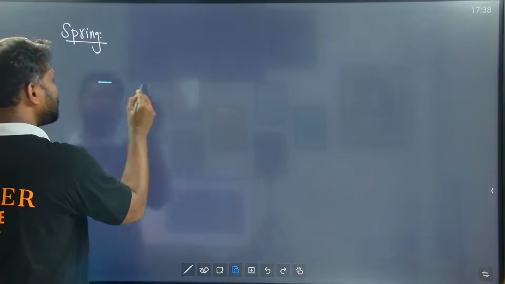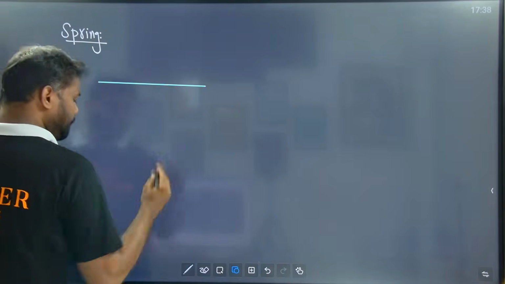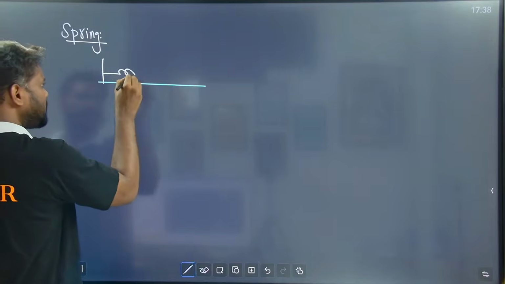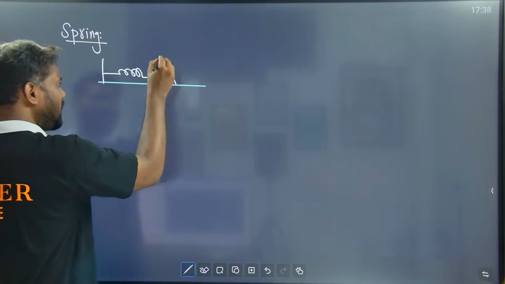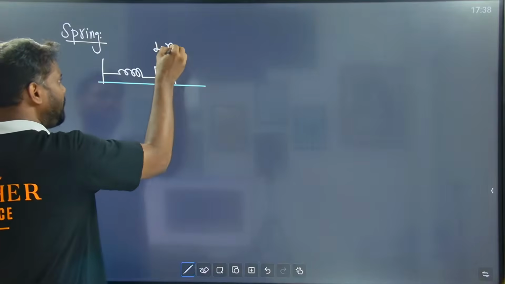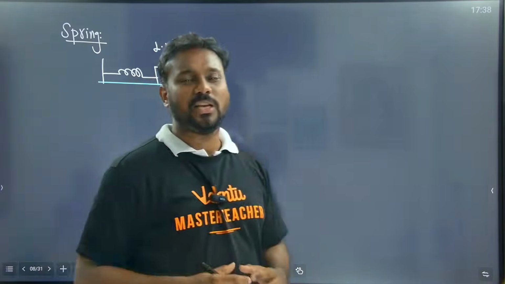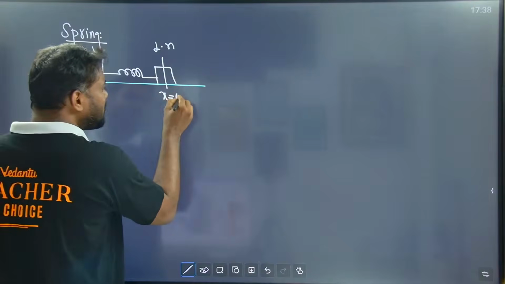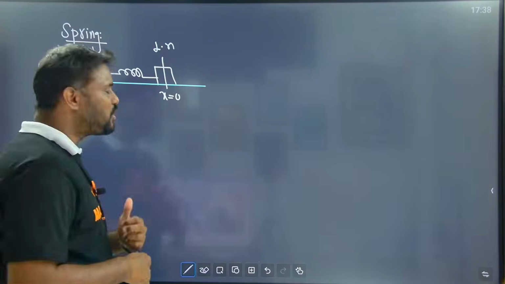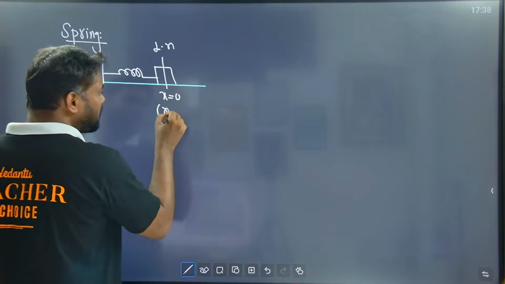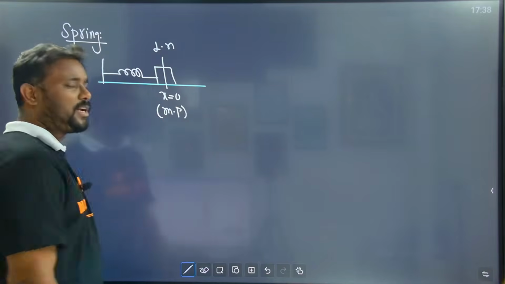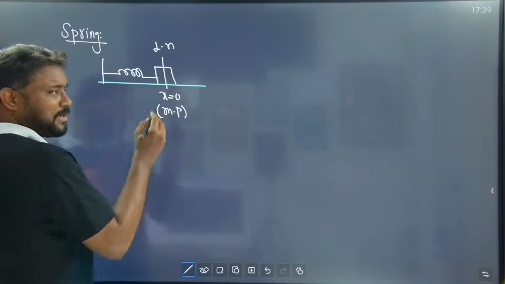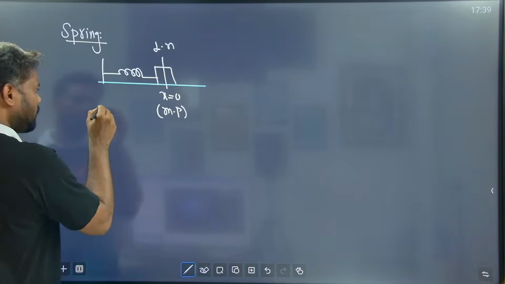Here this is my horizontal plane, and I have taken a spring. This is the natural length. If there is no extension, x is equal to 0. So this point we can say is the mean position. Clear? Now I am going to extend this one.